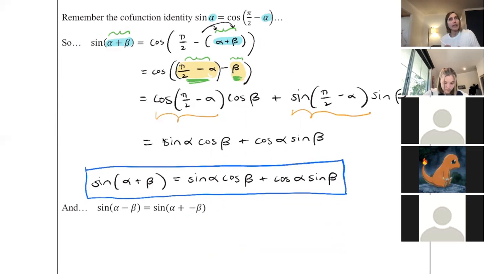And then the difference identity for sine, we're going to find in a similar way that we found the sum identity for cosine. So by rewriting, and I already have it there, by rewriting alpha minus beta as alpha plus negative beta, maybe you can try this on your own if you're waiting for me, you can just apply the identity that we just derived.